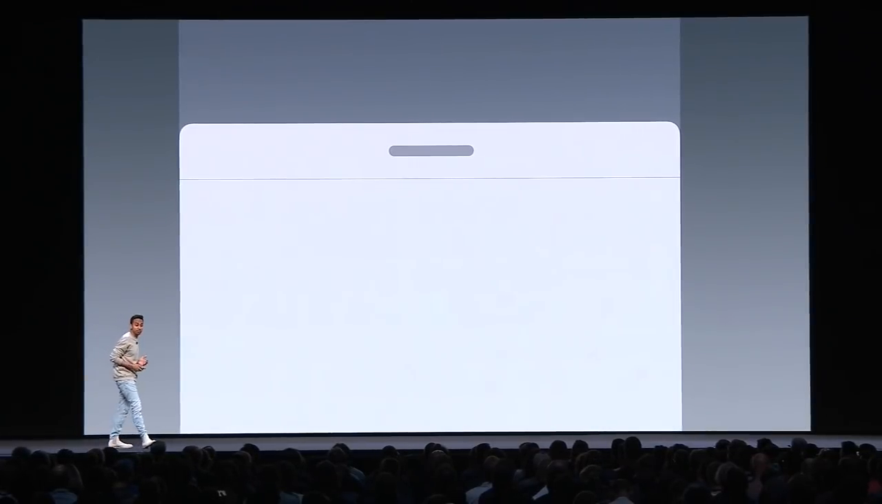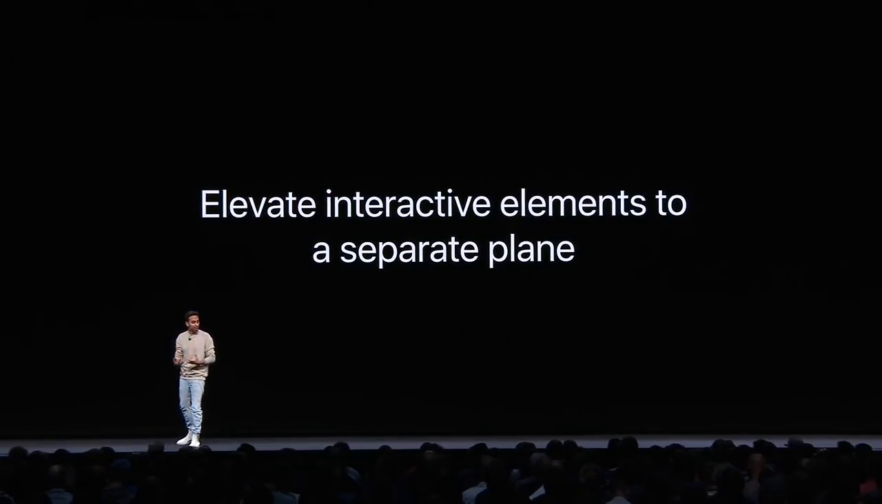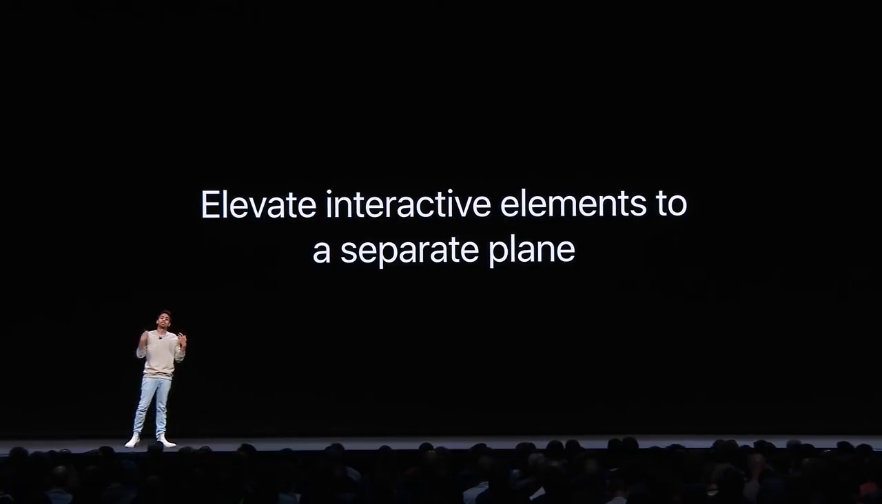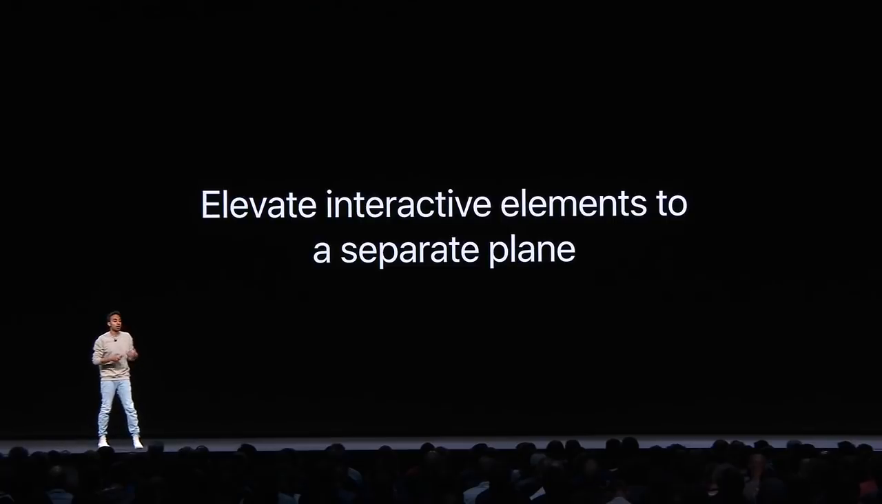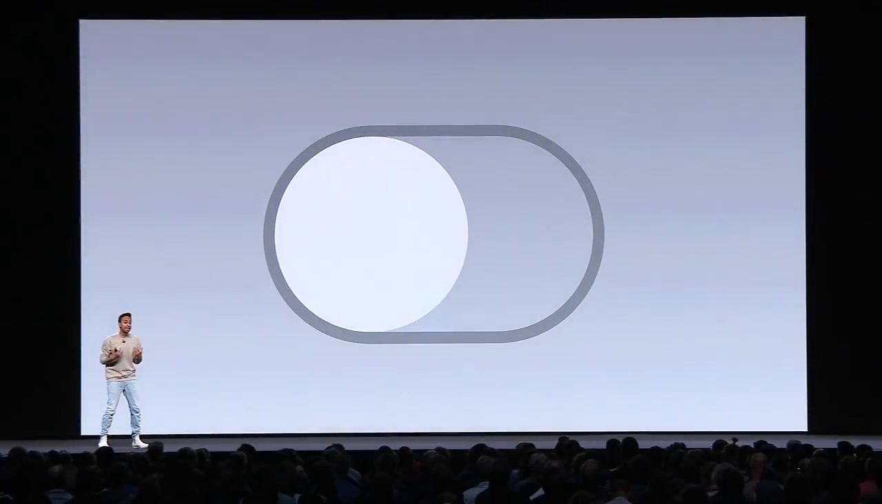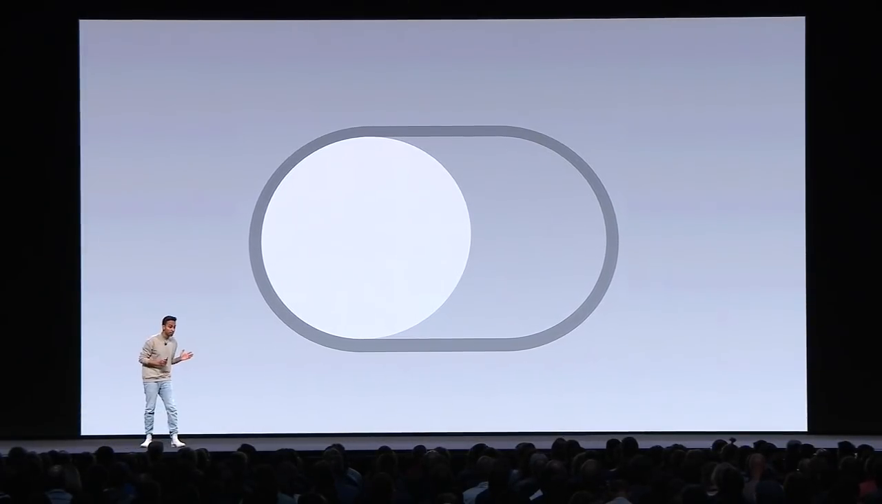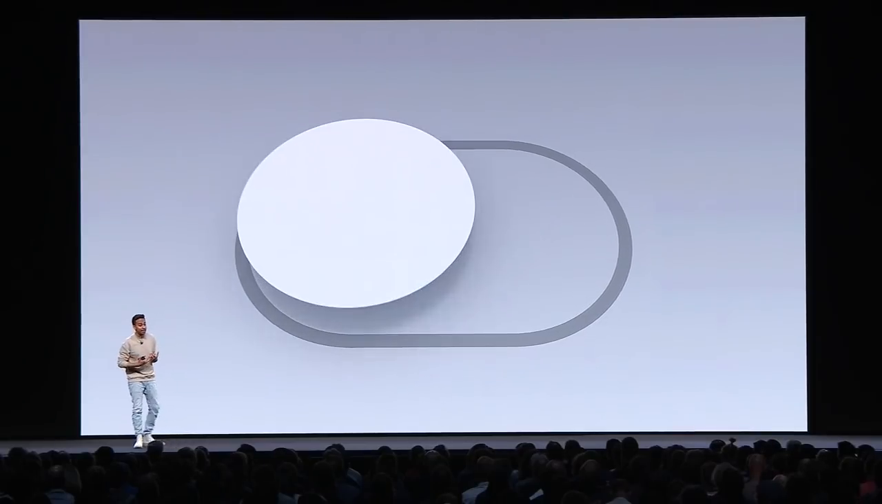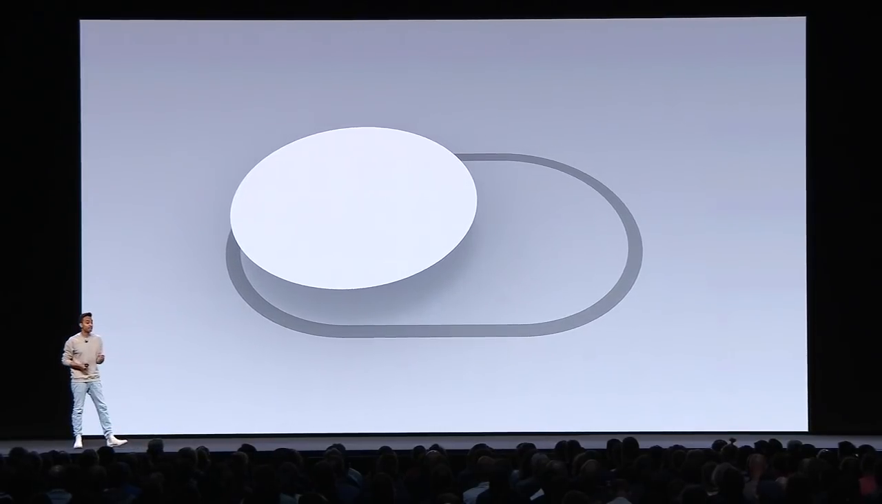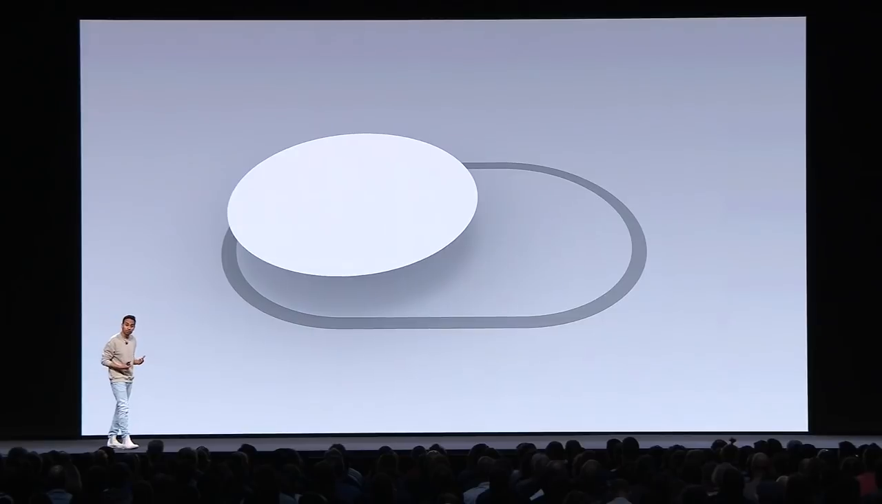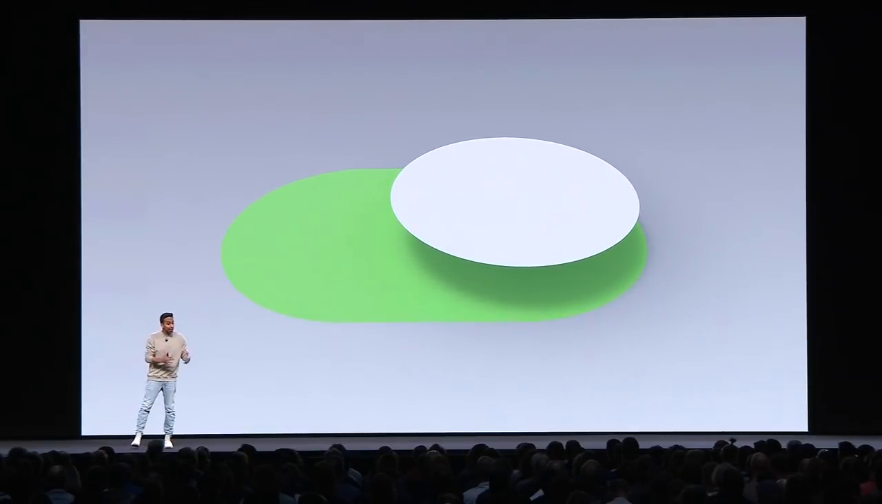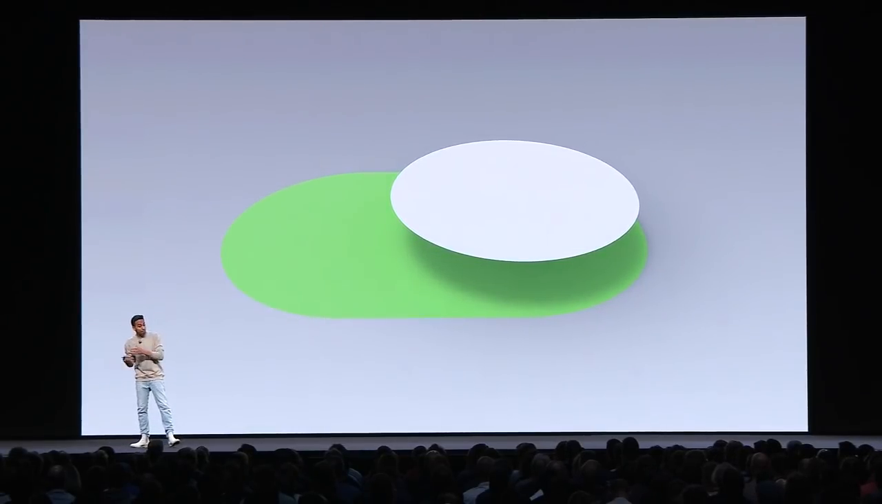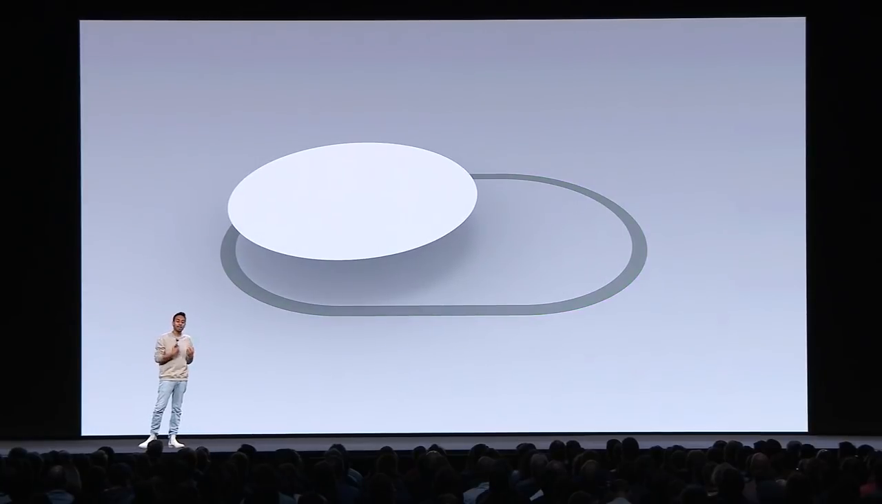Another technique you can use is to elevate interactive elements to a separate plane. So if you have an interactive element, lifting it up to a separate plane can help distinguish it from the content. So a good example of this is our on-off switch. We want to indicate that the knob of the switch is grabbable, so we elevate it to another plane. This helps visually separate it and indicate its draggable nature. So floating elements, interactive elements like this above the interface can help indicate that they're grabbable.